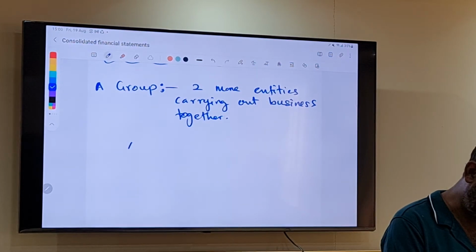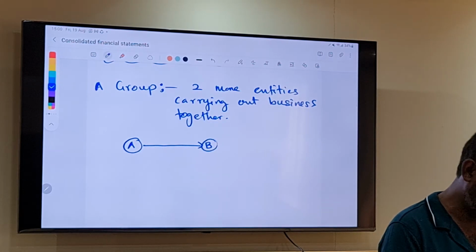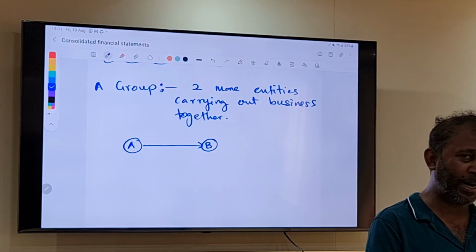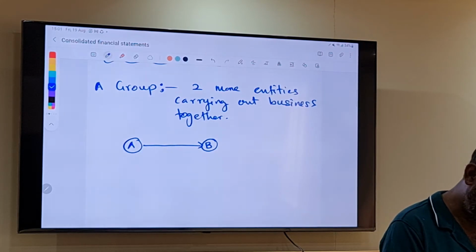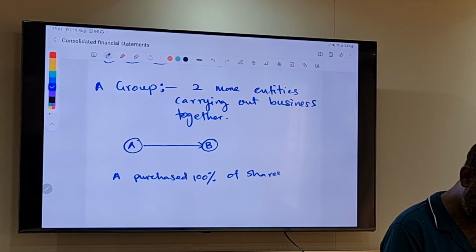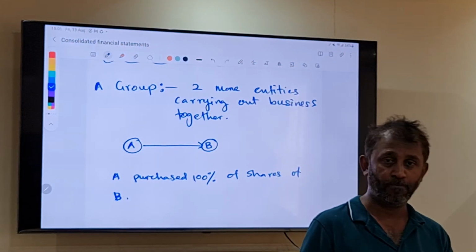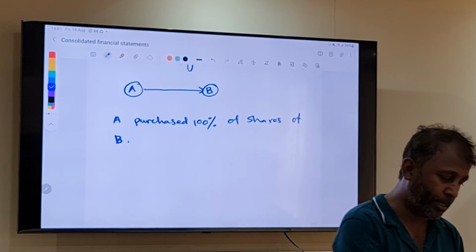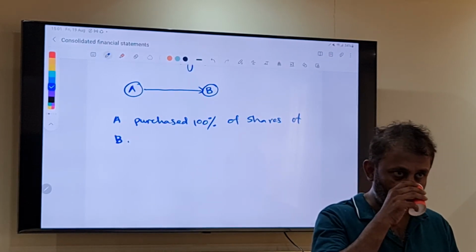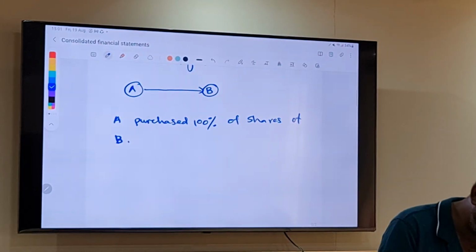Let's say you have a company called A, and then you have a company called B. But company A has purchased 100% of the shares of B. So who will be the owner of company B? The owner of company B will be A.